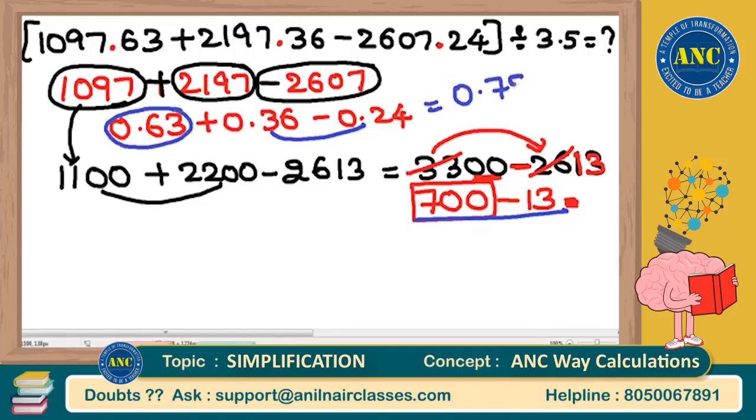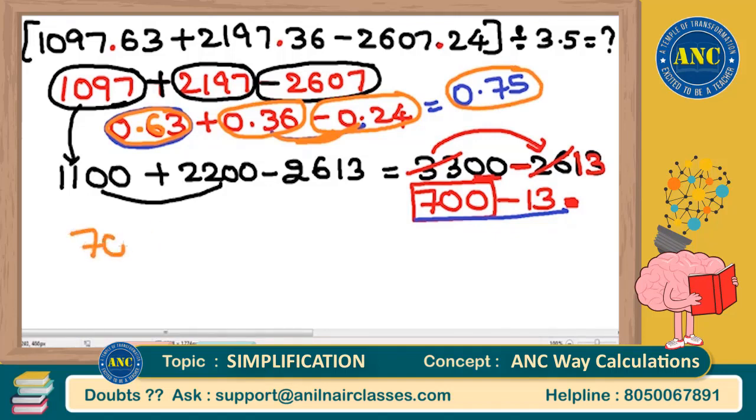Now instead of using the point and other things, let us understand it like this every time. 0.63 is nothing but 63 paise. Like that we will learn. This is 36 paise and this is 24 paise. Now I had 36 paise. I gave back 24 paise. I am left with 12 paise. To 12 paise, I also add 63 paise. Total I have is 75 paise, which is 0.75. That is a little bit better for solving fast.